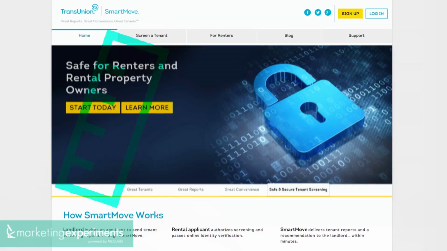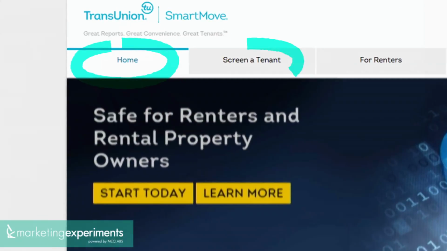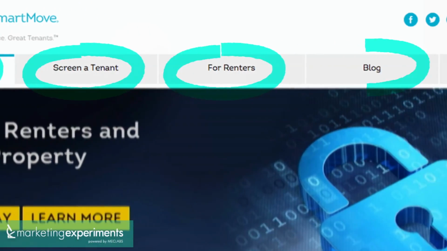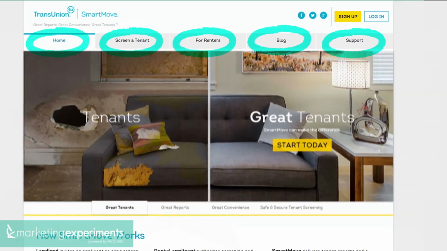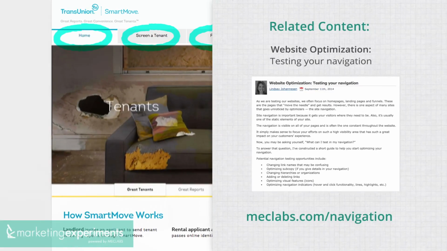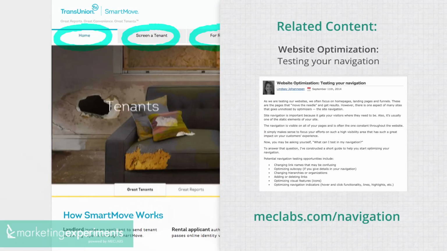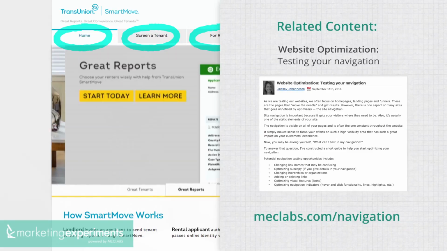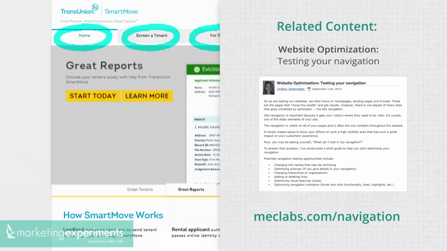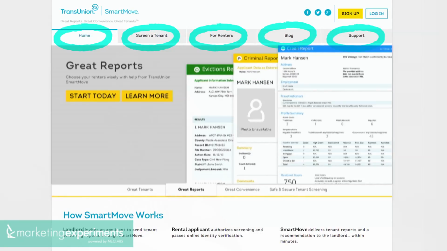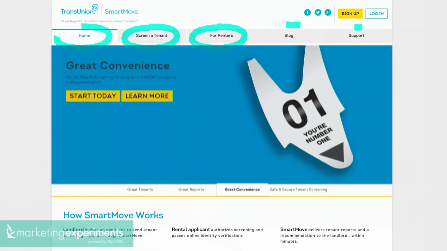And if you'll look with me, you'll see that there is, first of all, home, screen a tenant, for renters, blog, and support, this nav system. The nav system is confusing in its own right, because I'm wondering, am I in the right place? Is this for me? If I'm a tenant or if I am a landlord, I'm not certain if this page is right. Even the business of for renters. So what's the difference between a renter and a tenant? And it says screen a tenant. So is that the part that's for landlords?